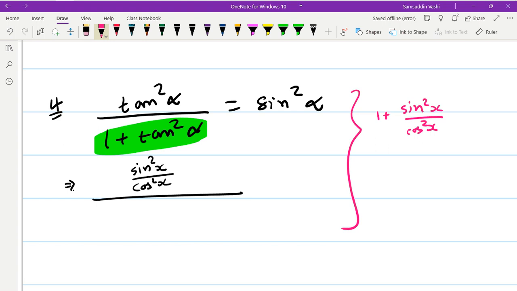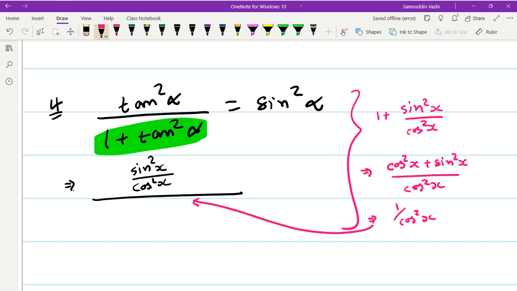Okay, what can I do on the right hand side now? LCD. What is my LCD? Cos squared x. What's my numerator? Cos squared x plus sin squared x. Okay, so the numerator part is 1 there. So it is 1 divided by cos squared x. Okay, there's nothing I can do now. All right, so I'll bring it here. What is it? 1 divided by cos squared x.